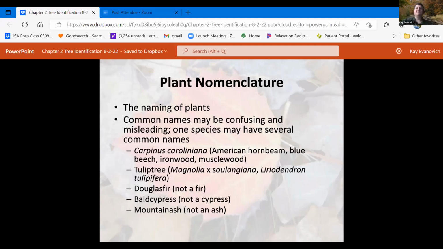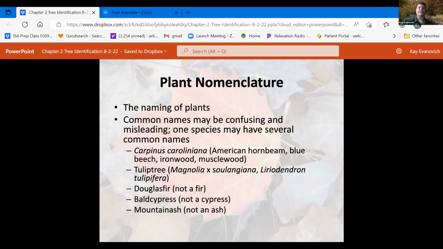Hope that makes sense. A tulip tree, that's the common name. Hey, it's a tulip tree. Well, which tree is it? It could be a Magnolia x soulangeana. It could be a Liriodendron tulipifera, right? It could be a tulip tree or it could be a magnolia tulip, right? So tulip tree, well, that's kind of generic. It could fall into several different trees.